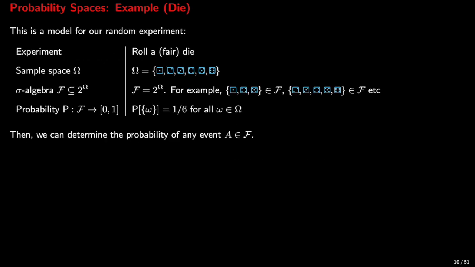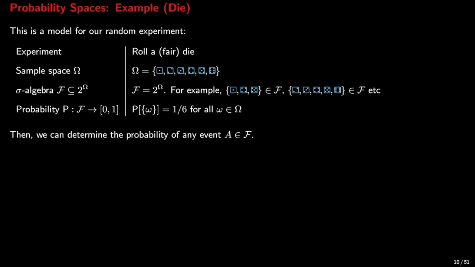So let's put everything together and have a look once again. The experiment we have is the roll of a fair die. The sample space is Omega = {1, 2, 3, 4, 5, 6}. The sigma algebra is all possible subsets of Omega. For example, all these subsets you see here are contained in the sigma algebra, like {1, 4, 5}.